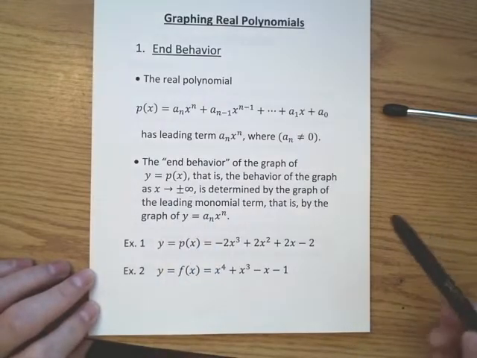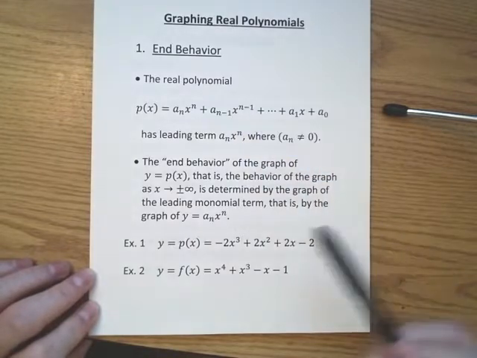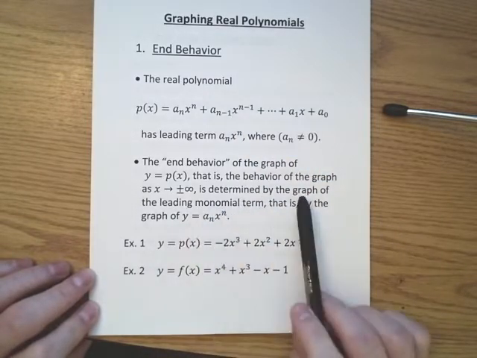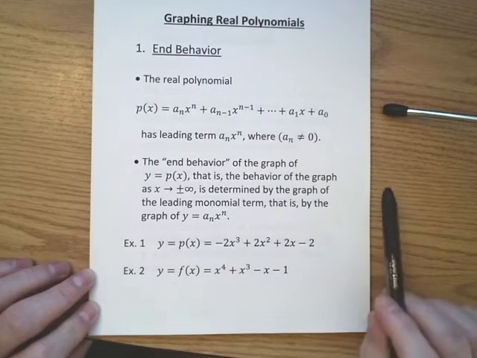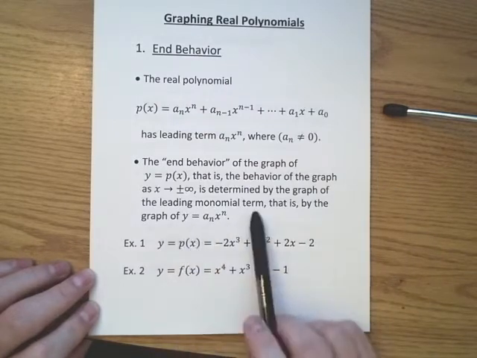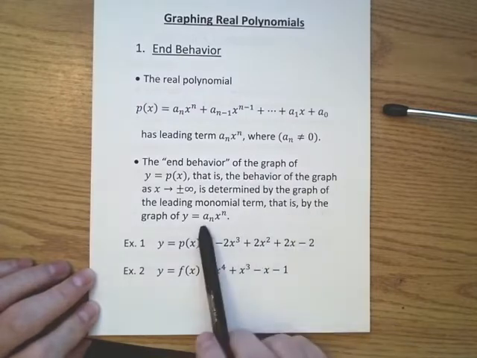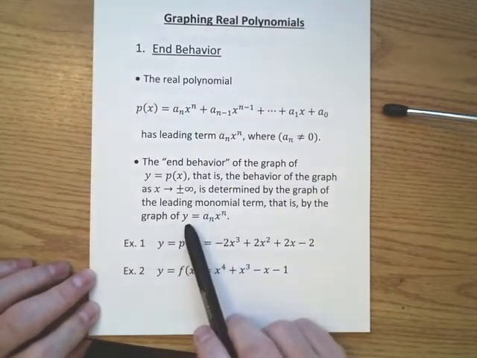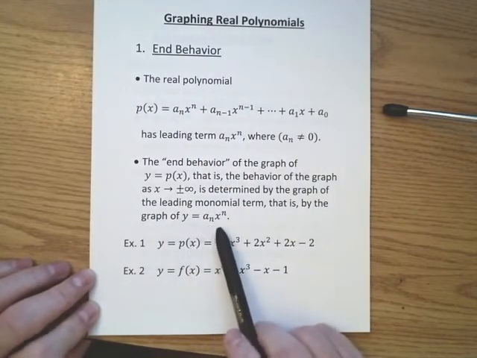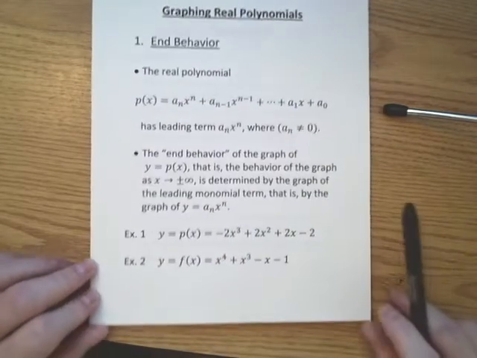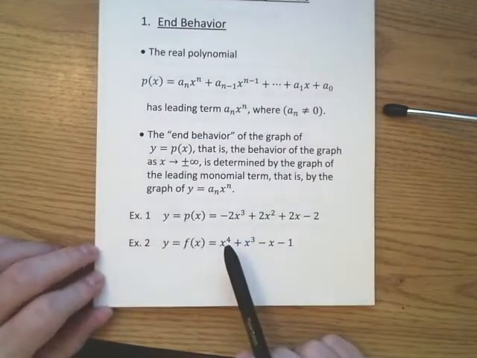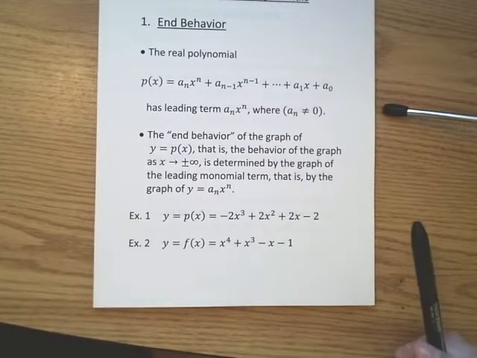Now here's my claim. If you're dealing with a polynomial, the end behavior of the graph is completely determined by the leading term. So in this particular case, it would be determined by y equals a sub n x to the n power. We're going to take a couple examples here, and we're actually going to look at the graphs in a little while.